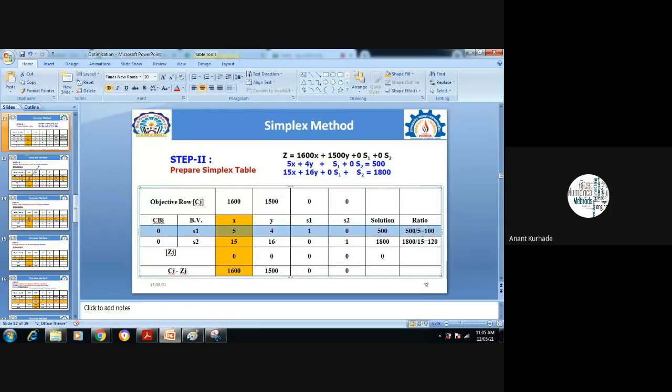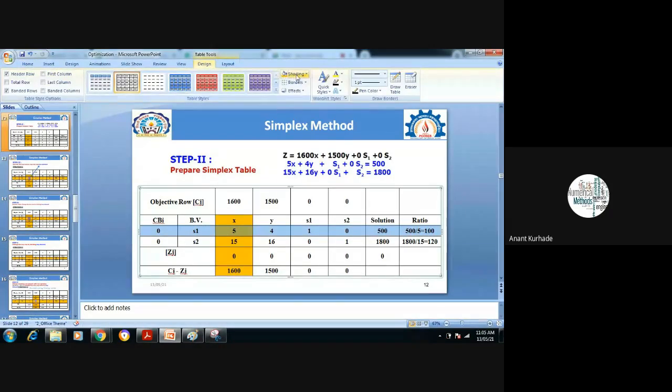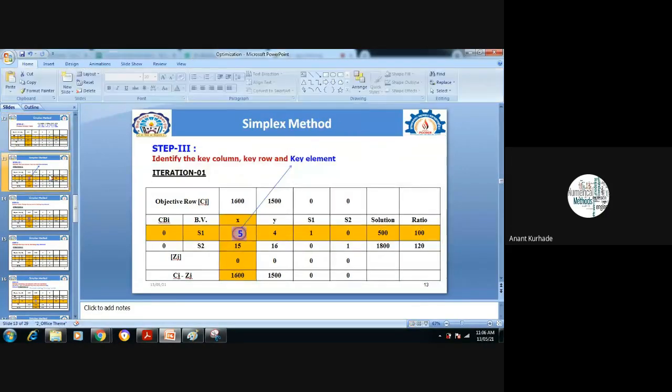So assign this as the key row. This is the key column and this is the key row. What is the intersection value of the key column and key row? It is 5. You can call this 5 the key element. Now it is like this.